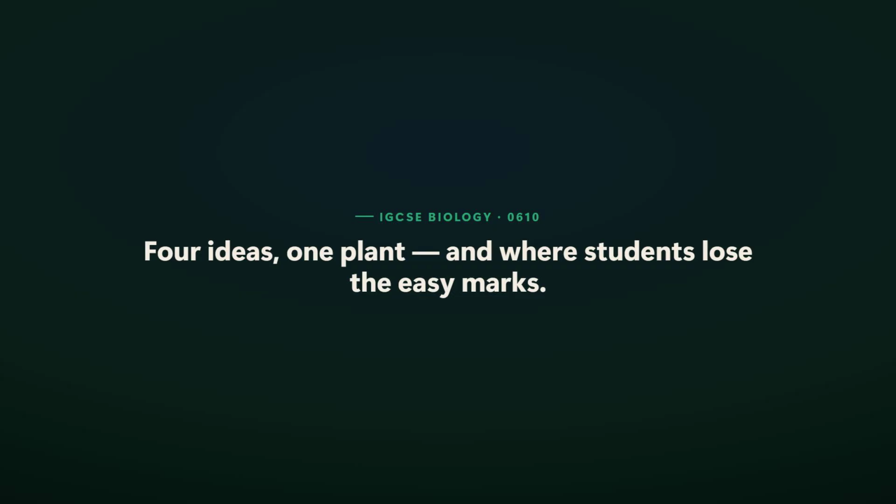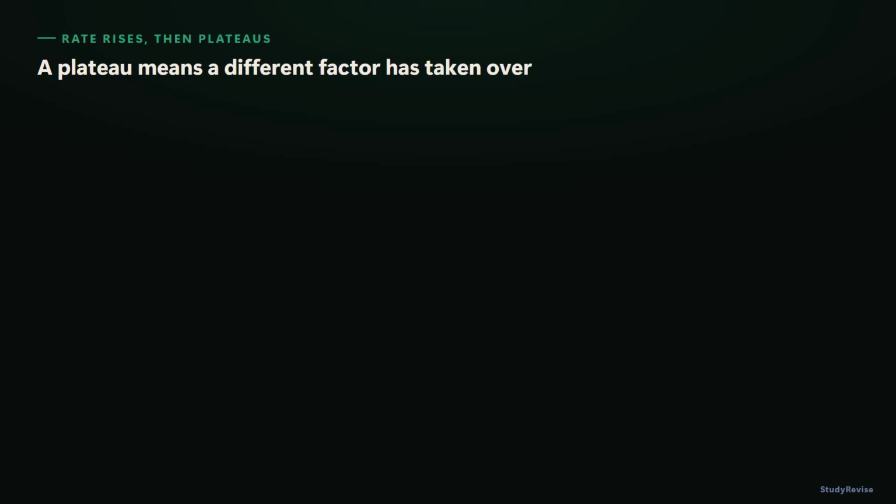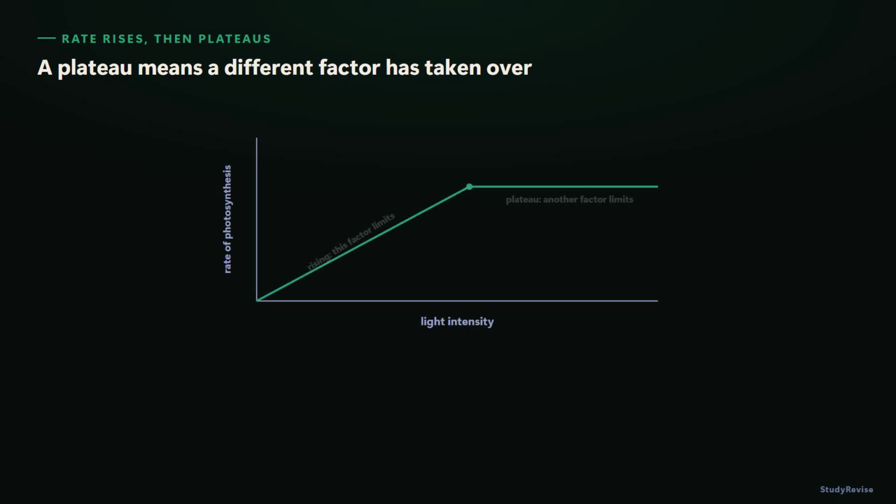The limiting factor graph. Picture the classic shape. The rate of photosynthesis rising steadily as one factor increases, then suddenly flattening out into a plateau. The instinct, when you see that flat line, is to think photosynthesis has stopped. It hasn't. A plateau means the factor you were increasing is no longer the problem. Something else in the plant has now become the limit instead.